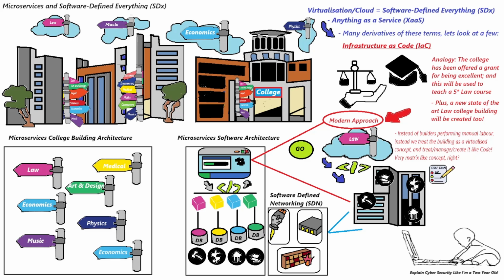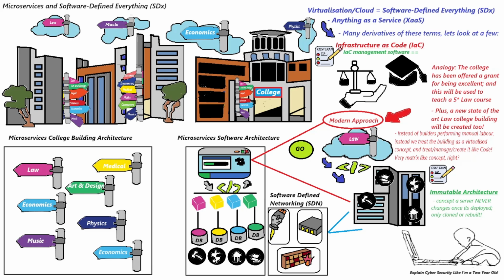Some final CISSP exam tips. The term immutable architecture is one to remember, a concept that a server should never change once it's deployed. It should only be cloned or rebuilt. And there are some examples of infrastructure as code management software, such as AWS CloudFormation, Terraform, and also Puppet.